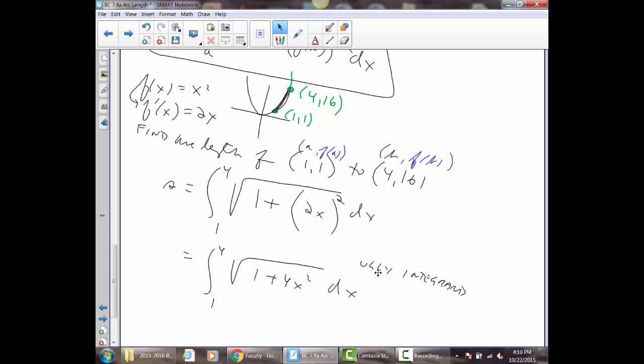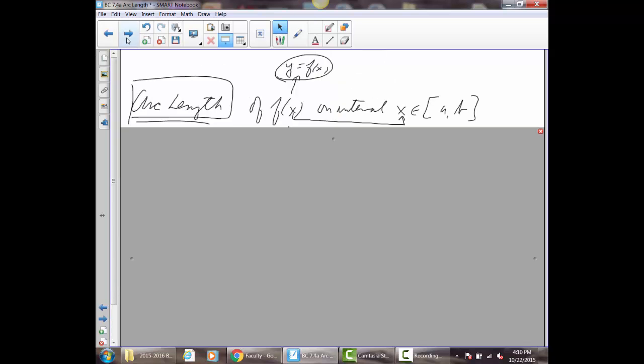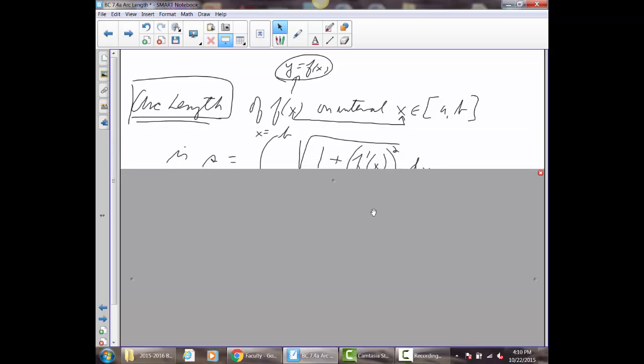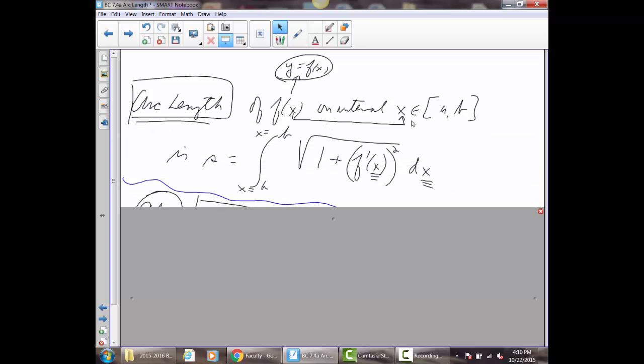So very often these questions are going to be with calculator because you cannot evaluate the integral using the skills you have. Now, one thing I want to emphasize is that you could have the arc length of y equals f of x on the interval for x goes from a to b.